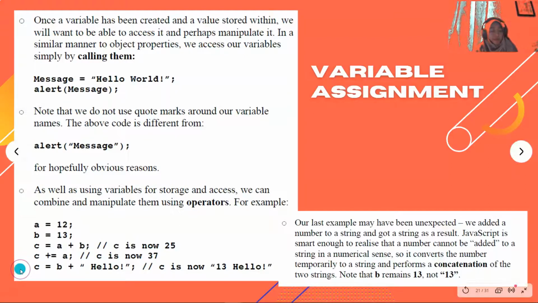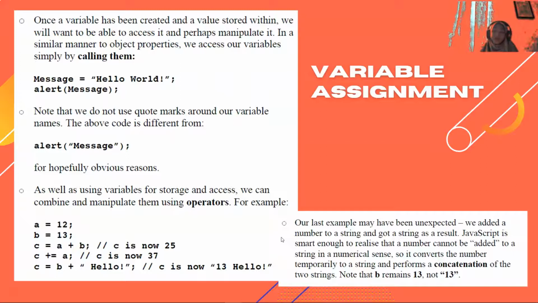Now we have C equals B plus "hello". B here is 13, plus hello. Hello is in double quotes, which means a string. So the output is 13 space hello. JavaScript is smart enough to realize that a number cannot be added to a string in a numerical sense, so it converts the number to a string and performs concatenation. Concat means combining the strings.